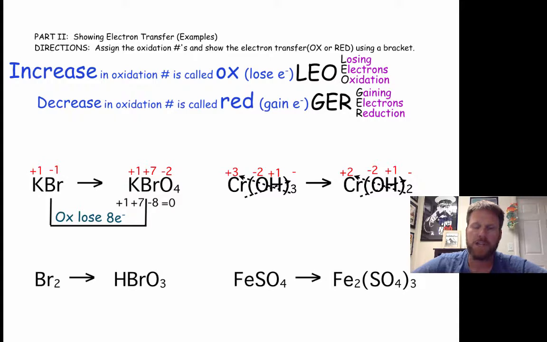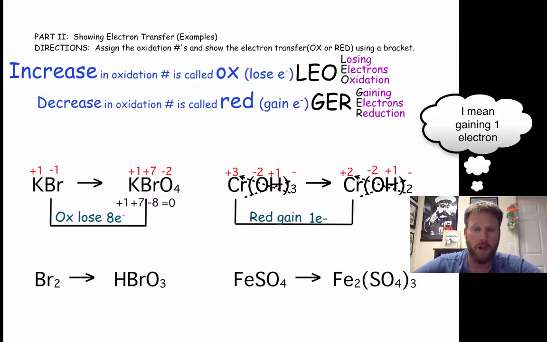So the only thing changing oxidation state here is chromium. It's going from a +3 to a +2. Its oxidation number is reducing. It's getting smaller. It's decreasing. So this is reduction, and this shows chromium gaining 1 electron.